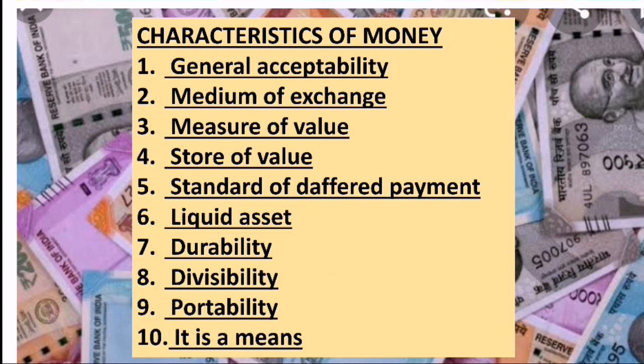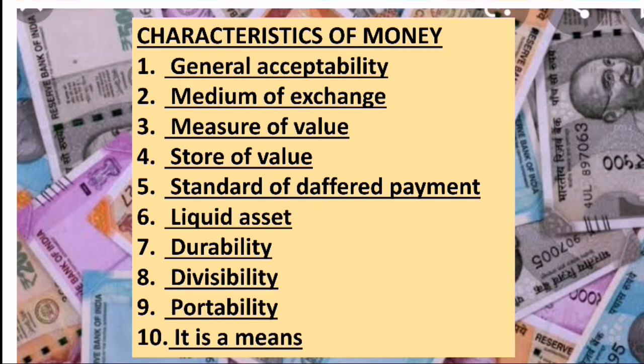Then it is a means, not an end. Right? Money is just a means to satisfy our wants. Hence, money does not provide any direct satisfaction. Can you eat money? No. But you can eat chocolate that you can buy with money. Right? Can you write on money? No. But you can buy a notebook to write in with that money. So money is not directly satisfying our wants, but it is certainly a means through which we can satisfy our wants. Okay, so these were some of the major characteristics of money.